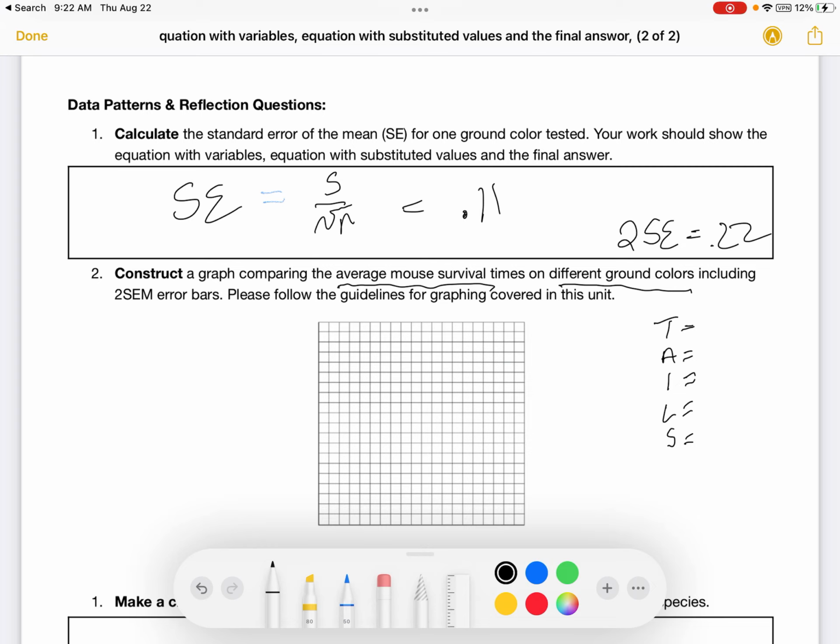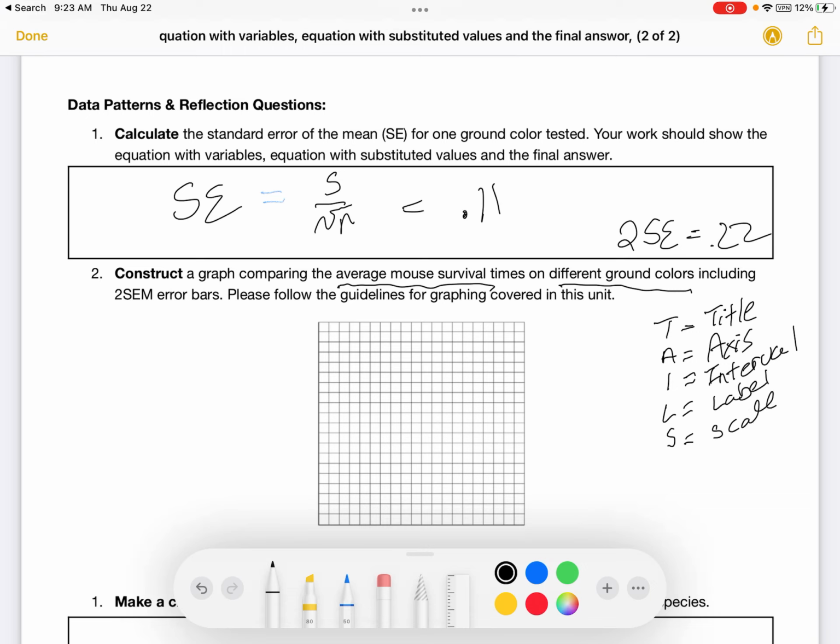On the actual AP exam, you will have to construct at least 1, if not 2 graphs. But for one of them, you will get points just for setting it up correctly, just for having your title, just for setting up the intervals and putting the labels in. So please, please, please get used to setting it up correctly because those are easy points. T stands for title, A stands for axis, I stands for interval, L stands for label, and S stands for scale.